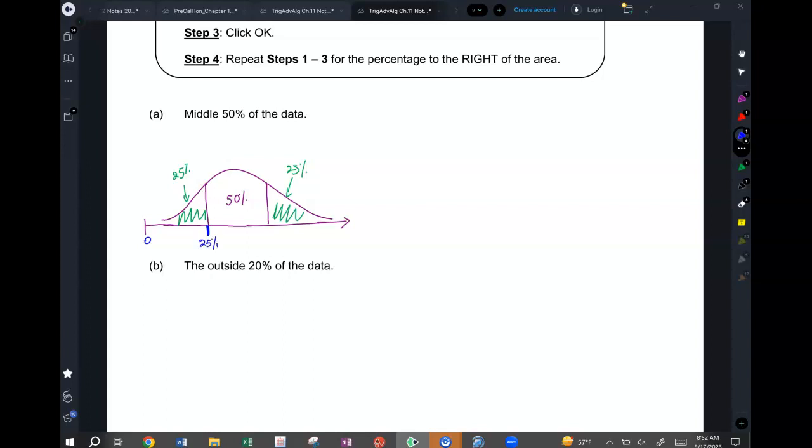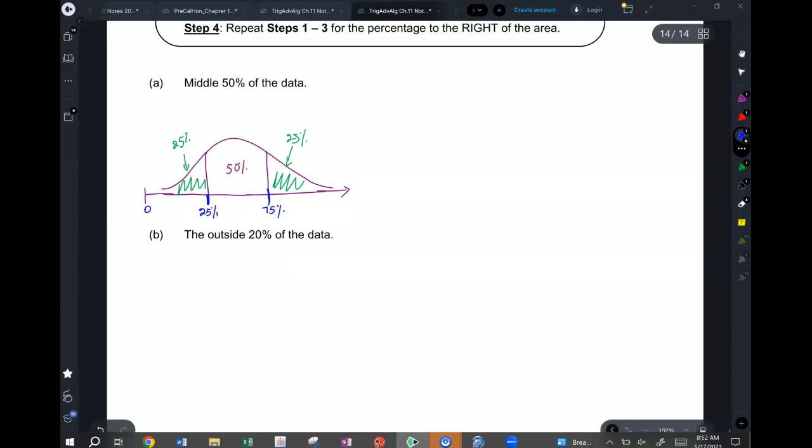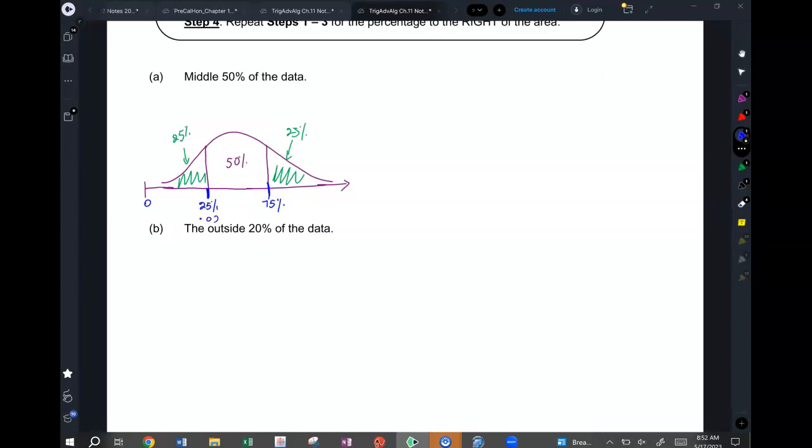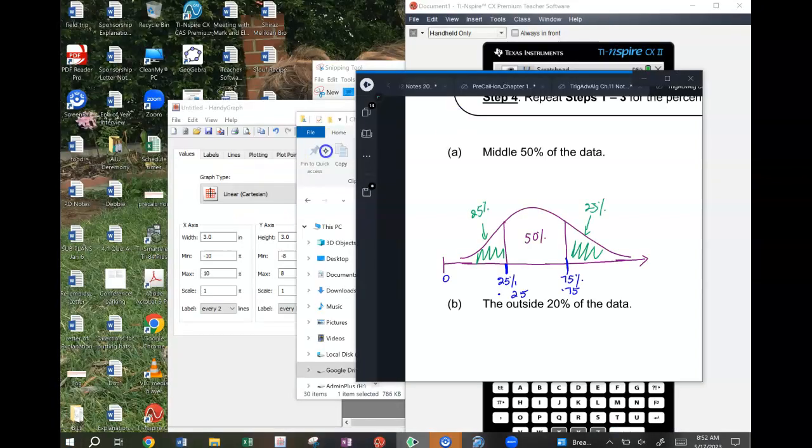25%. Good. So that's one boundary of my 50%. Now, if I go to this, how much total of the data have I gone through now? Plus the 25, so 75%. Okay, it's starting at 0. By the time I'm here, I've looked through 25% of the data. By the time I'm here, it's now 75% of the data. These are the numbers that you're going to need, but you're going to need them in decimals. 0.25 and 0.75. Okay, so now let's go ahead and go to the calculator.